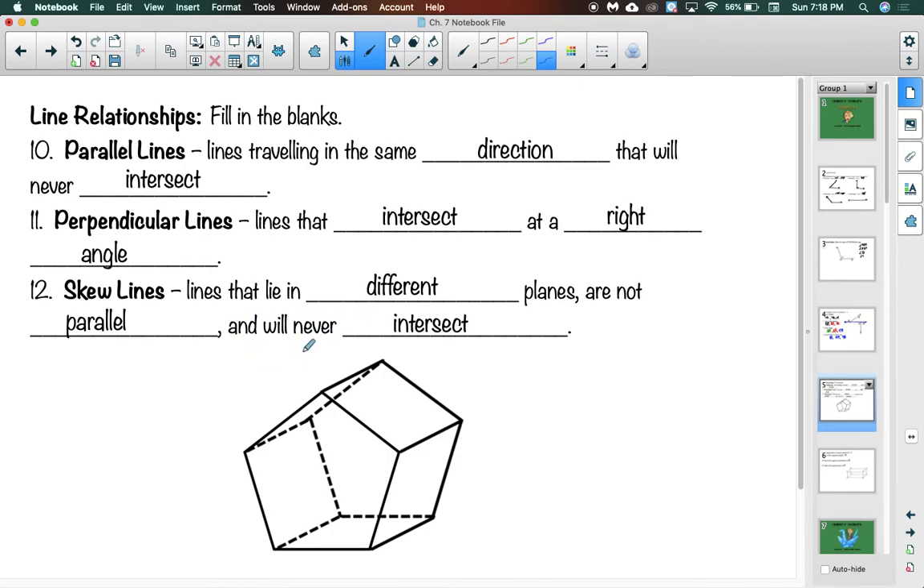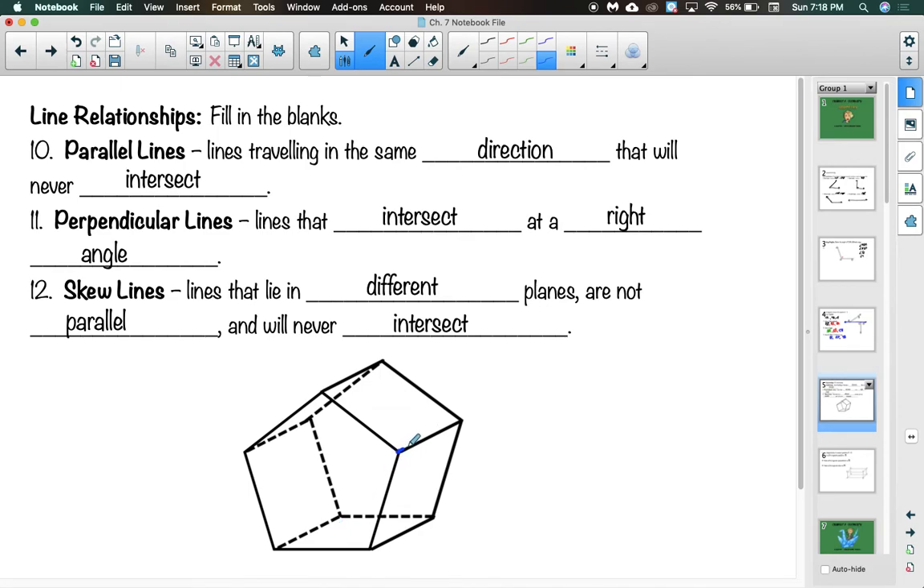Last but not least, we're going to talk about skew lines. Skew lines are lines that lie in different planes, are not parallel, and will never intersect. So I chose this diagram very purposefully so we could talk about skew lines. So this idea of different planes, each one of these faces could be considered a different plane. Okay, so skew lines has to happen in 3 dimensions. They are lines that are not parallel, but they're also never going to intersect. So you need a line on one face and a line on a totally different face of a 3-dimensional object like this. And those 2 lines cannot be going in the same direction, but they're never going to intersect.